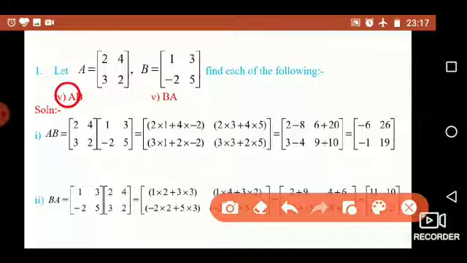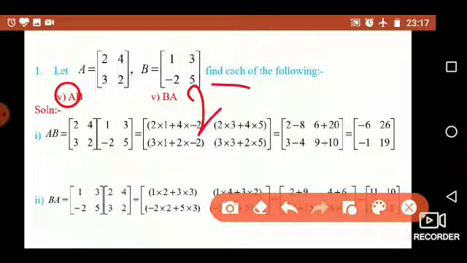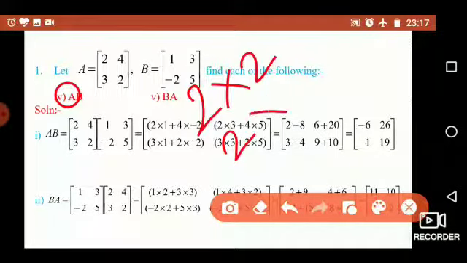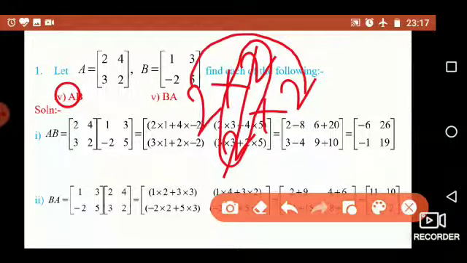In the case of matrix multiplication, we know the rule. The order of the first matrix is 2 cross 2 and the order of the second matrix is also 2 cross 2. If the number of columns in the first matrix is equal to the number of rows in the second, then AB exists and AB will be of order 2 cross 2, and the multiplication is always row by column wise. Therefore, matrix multiplication is not a normal multiplication. The multiplication will be row by column wise.